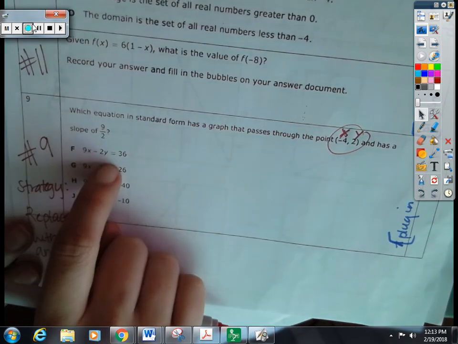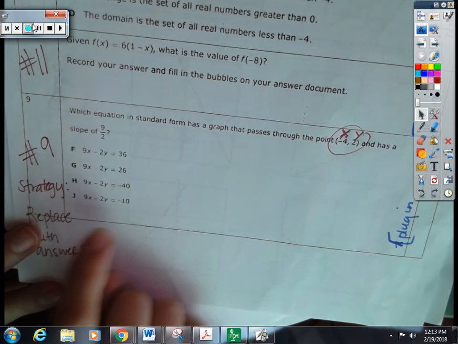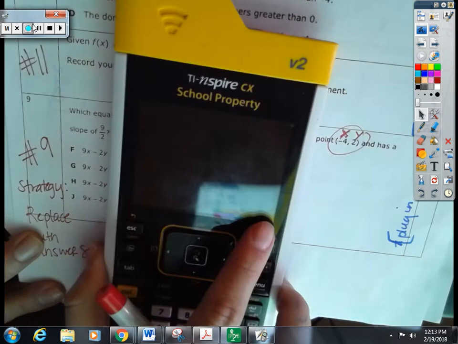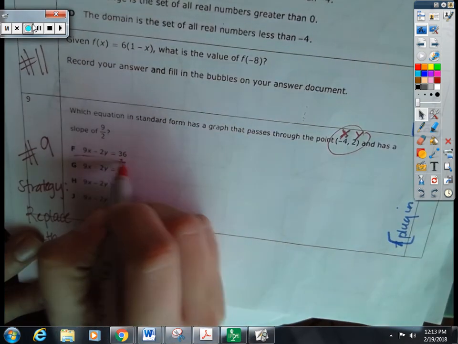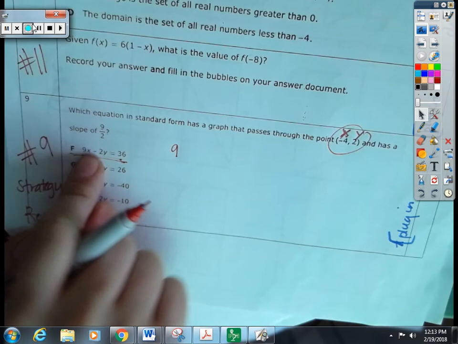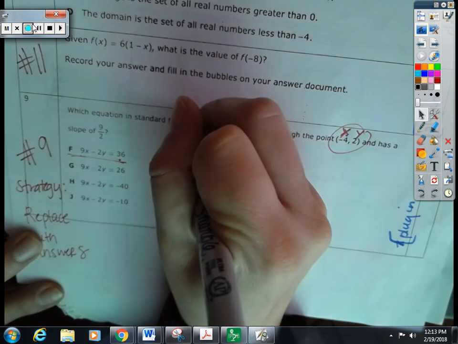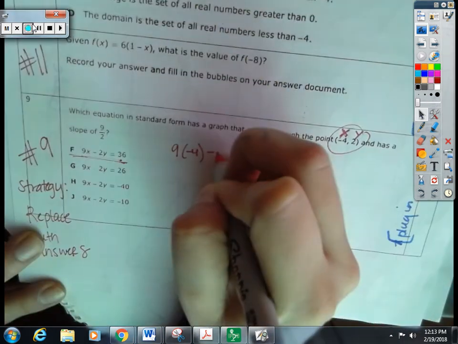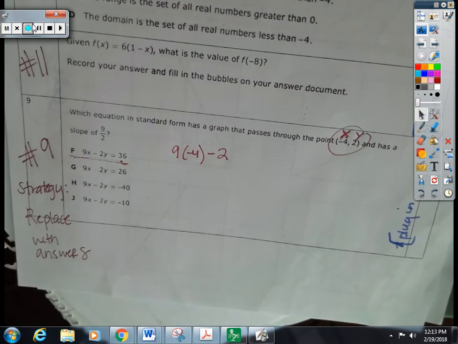There's a long way of doing this problem. I'm not going to do it the long way. I'm going to use my strategy. Before I use the calculator, I'm going to check this answer. I'm going to write 9. Instead of writing the x, what do I put? -4. Alright, minus 2. It's number 9, the ones that I put on your desk already.